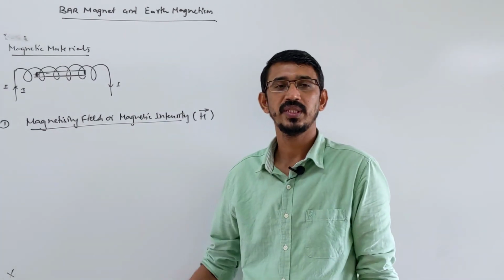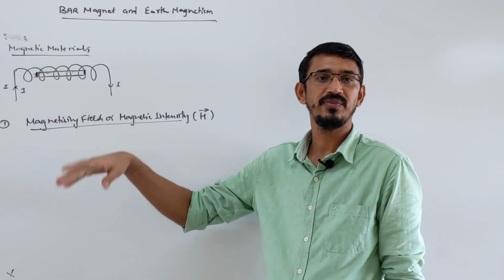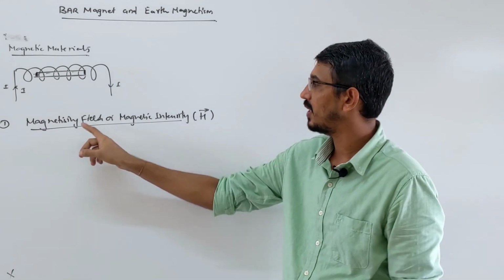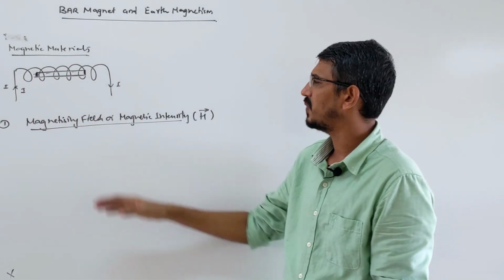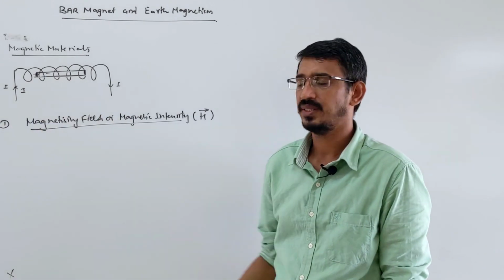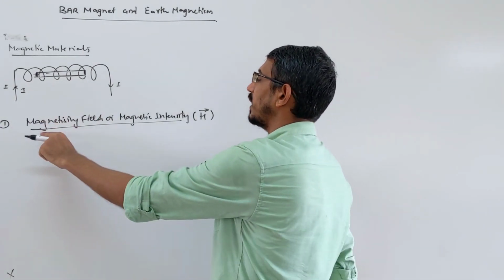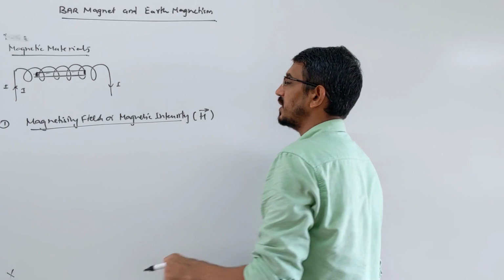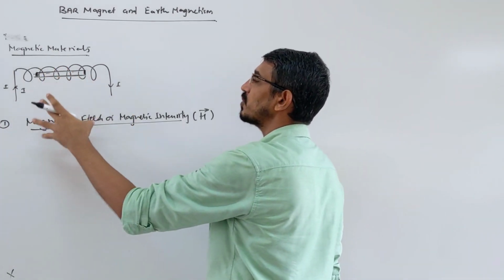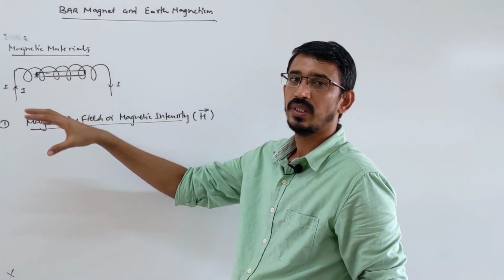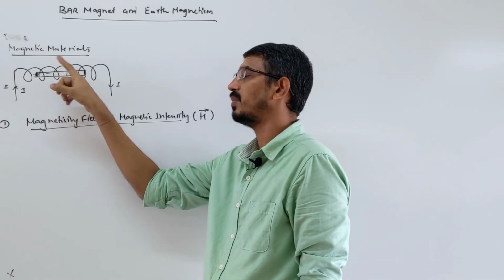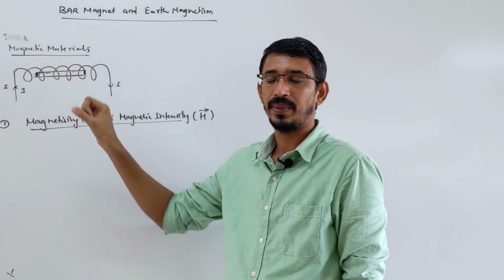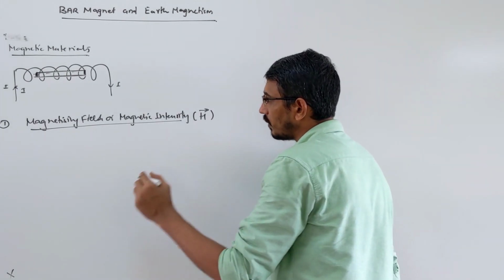Look here, by name itself, the magnetizing field is the field which magnetizes your material, meaning the field produced by your solenoid or some other external agency. This field can be produced by anything, it doesn't matter. It is the magnetic field produced by some source in which we place our material, and that magnetizing field is magnetizing our material.